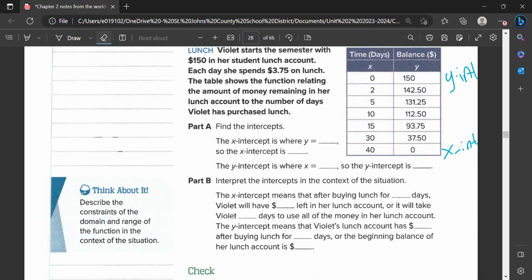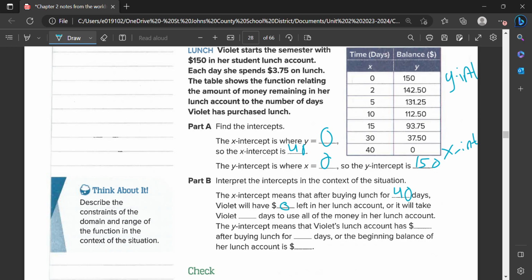All right, so the x-intercept is where y equals 0. So the x-intercept is 40. The y-intercept is where x is 0, so the y-intercept is 150. The x-intercept means that after buying lunch for 40 days, Violet will have $0 left in her lunch account.